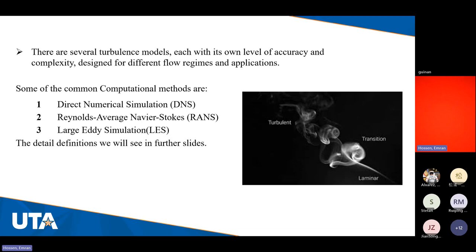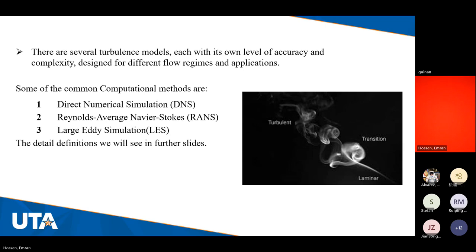There are several turbulence models, each with its own level of accuracy and complexity, designed for different flow regimes and applications. Some of the common computational methods are direct numerical simulation, DNS, Reynolds-averaged Navier-Stokes, which we call RANS, and large eddy simulation, LES. You can see the graph showing the laminar flow transition and then turbulence. In turbulence, you can see more vortices and a more complex vortex structure.